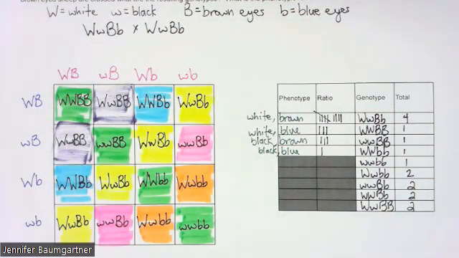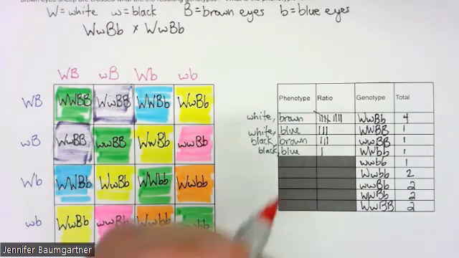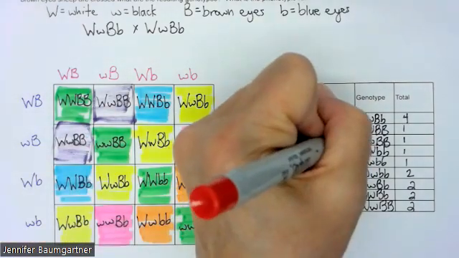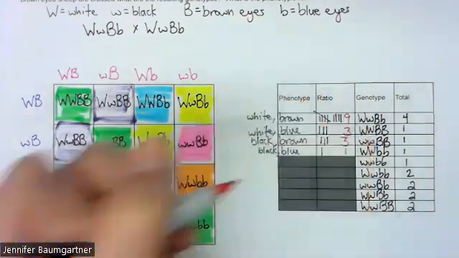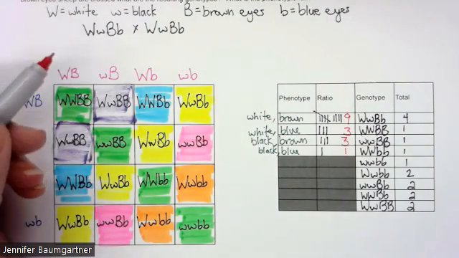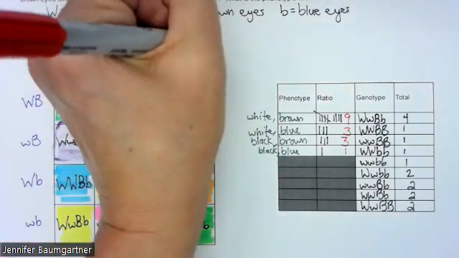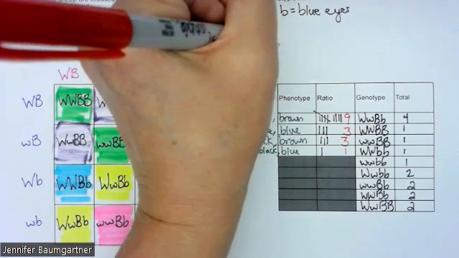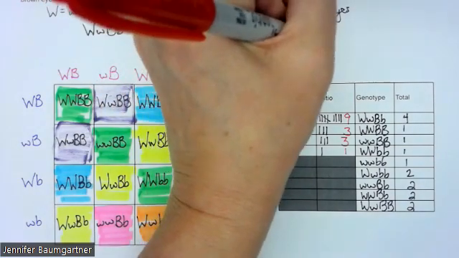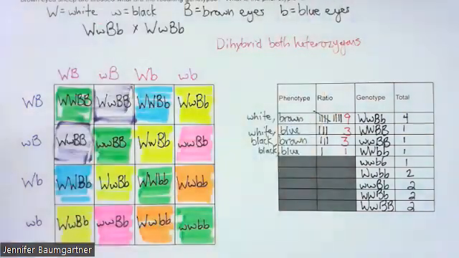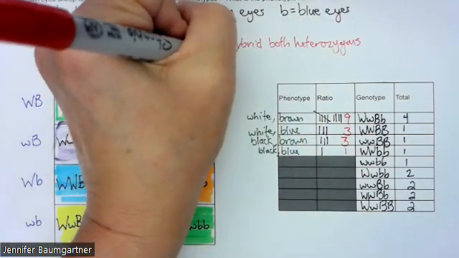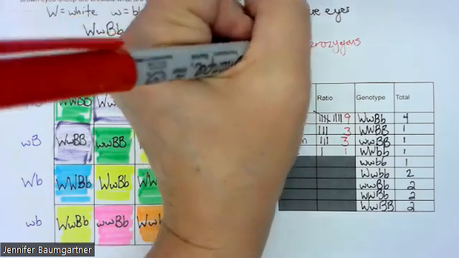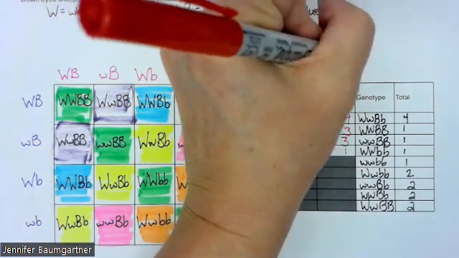And what we see is that when I add these up, I have 9 of the white brown. I have 3 of the white blue. I have 3 of the black brown, and I have 1 of the black blue. So we see this again and again and again. So for a dihybrid cross where both parents are heterozygous, the phenotype ratio is always 9 to 3 to 3 to 1.